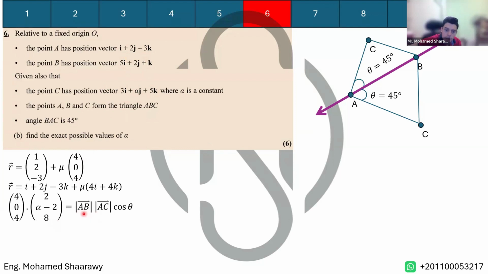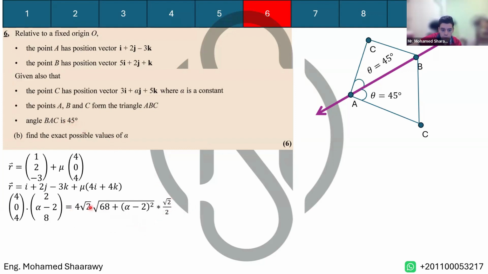Okay, what's the magnitude of AB? It's the magnitude of this one. So it's the square root of 4 squared plus 0 squared plus 4 squared. This is 4 root 2. And the magnitude of AC is the norm of this. So the square root of 2 squared plus alpha minus 12 squared plus 8 squared. Actually, 2 squared plus 8 squared, I can write it as 68. Cosine theta is of course cosine 45, which is root 2 over 2.